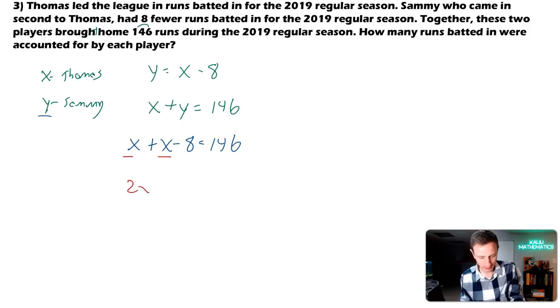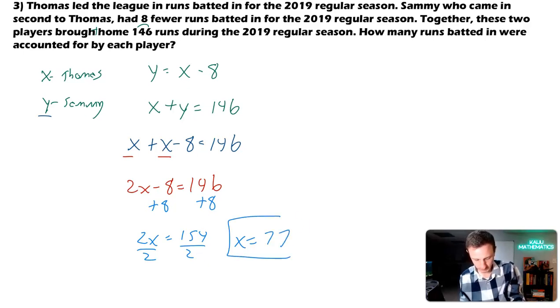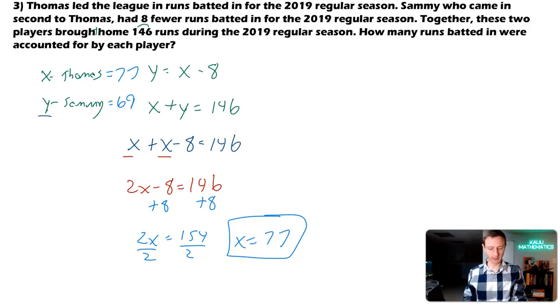X plus X is 2X minus 8. And again, I'm going to be pretty quick about the solving because there's a lot of problems that I want to get through in this video here. So 2X equals 146 plus 8 is 154. Divided by 2, X equals 77, right? Yeah, 77. So that's Thomas's amount. Thomas batted in 77. And then that means Sammy hit in 77 minus 8, which is going to be 69. So Thomas led with 77, and then Sammy got 69.